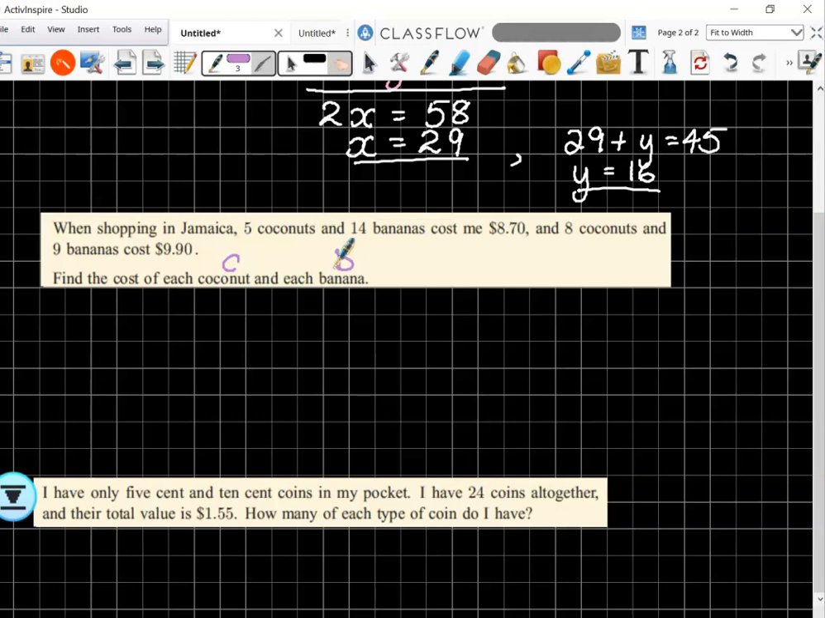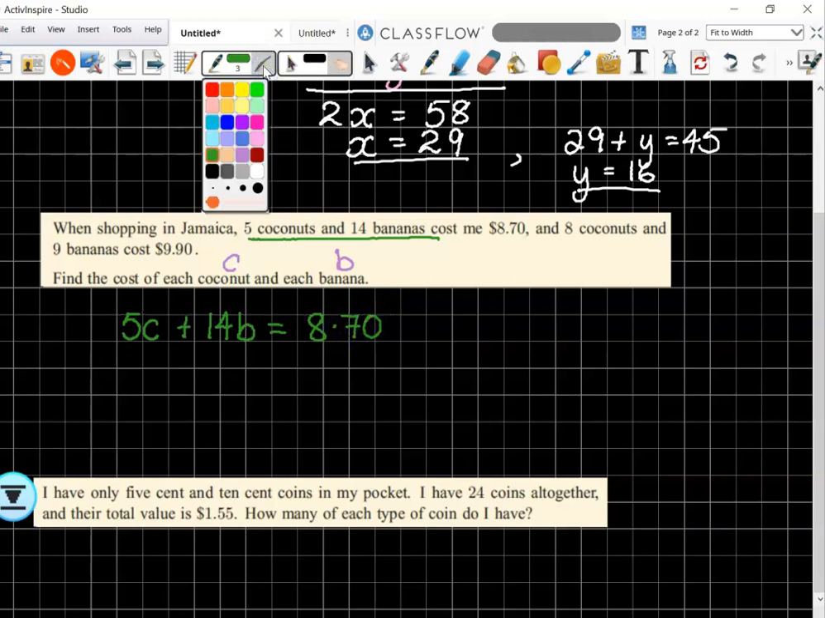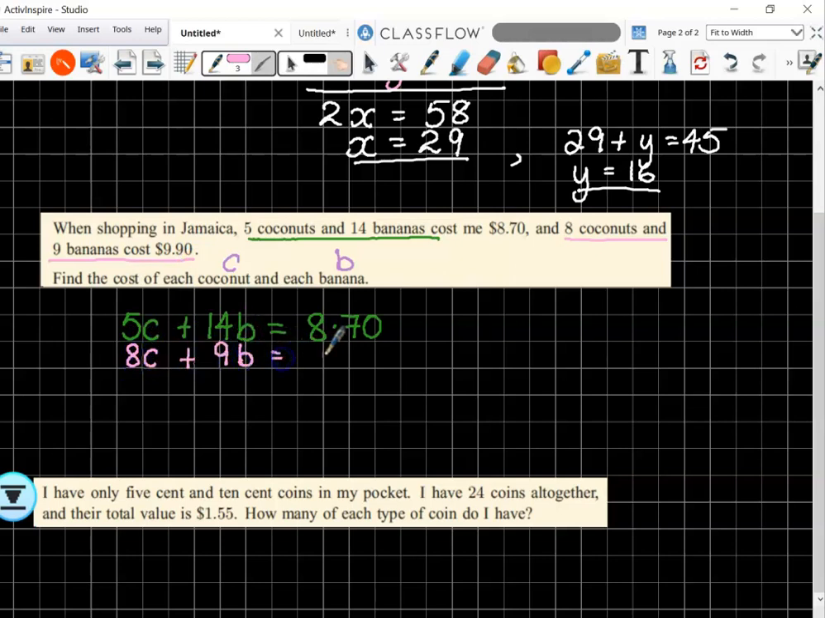Okay, so what would be my first equation? 5 coconuts and 14B equals $8.70, no sweat. And then we've got 8 coconuts and 9 bananas for a cost of, so that's 8C plus 9B equals $9.90.